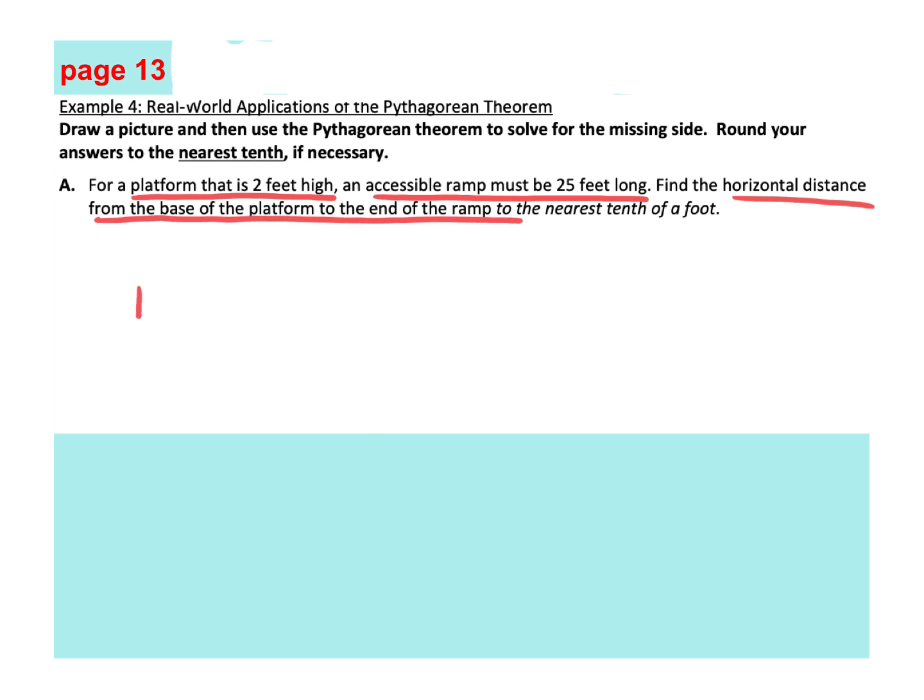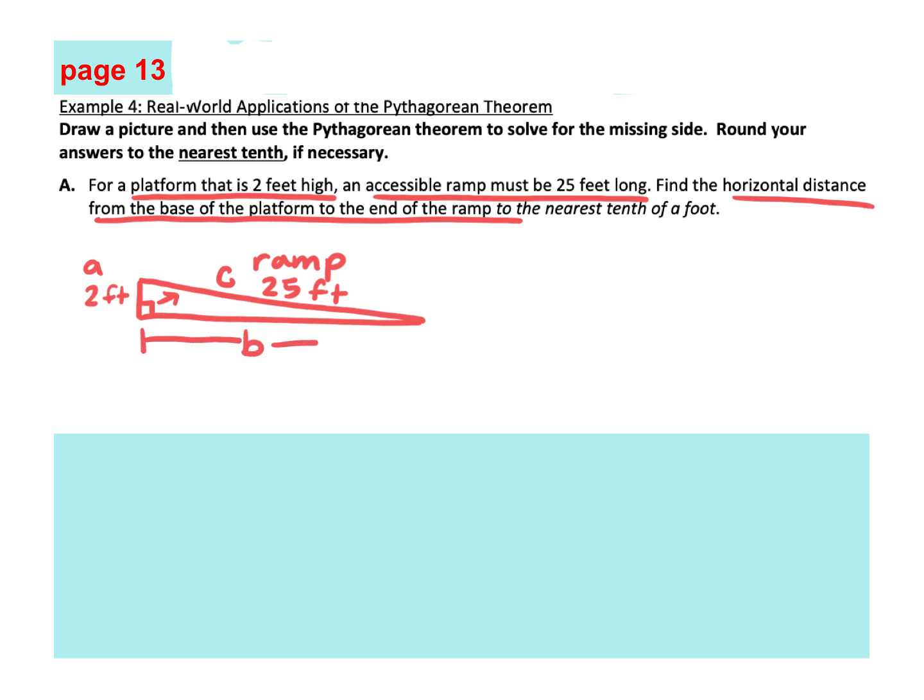Okay, so we have a 2-foot platform, so we need to get up 2 feet, maybe to get in a door or something. And then we have the ground, and the ramp is going to be this slanted surface here. So this is my ramp, and the ramp has to be 25 feet long. So the ramp itself is the slanted side, the side that you would walk up to get to the top of that 2-foot platform. That's going to be a 90-degree angle right here because the platform has to be perpendicular with the ground. So here, the 90 is in the left corner, and then my ramp is C, and the other sides are A and B. So for the horizontal distance, that's just going to be the B.